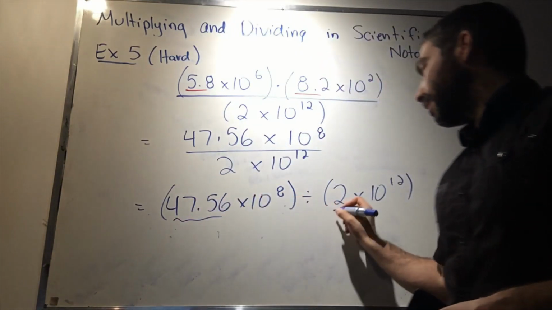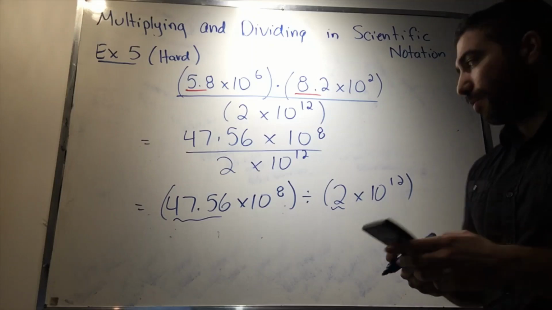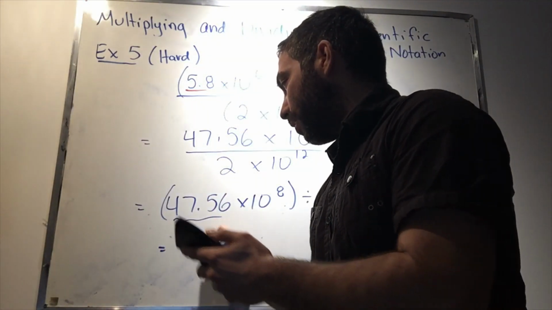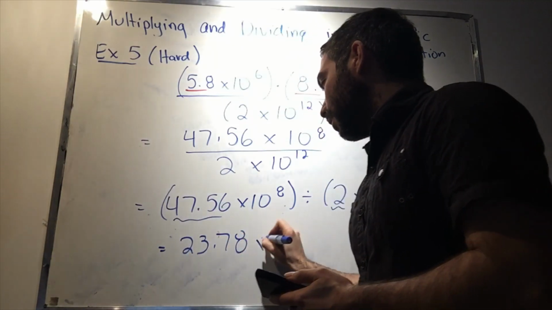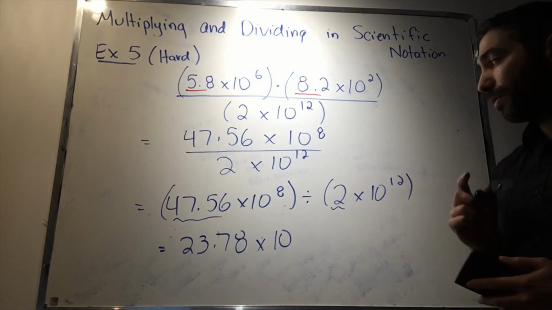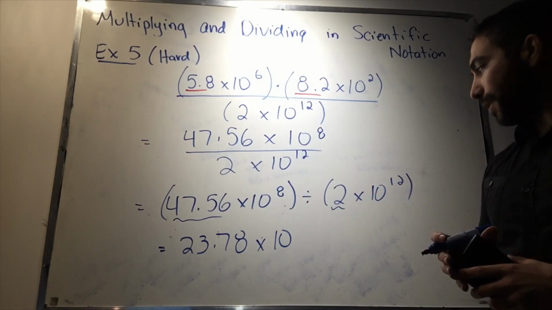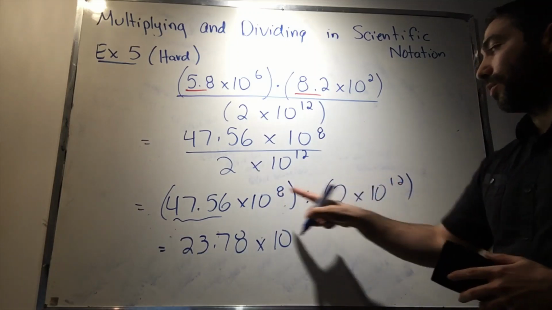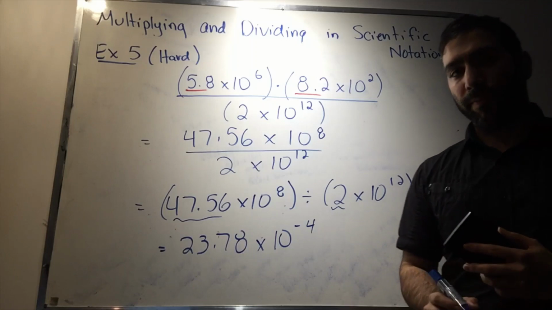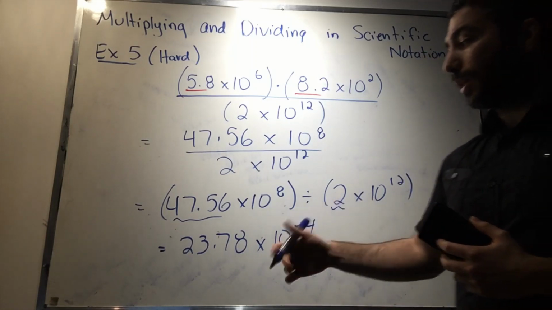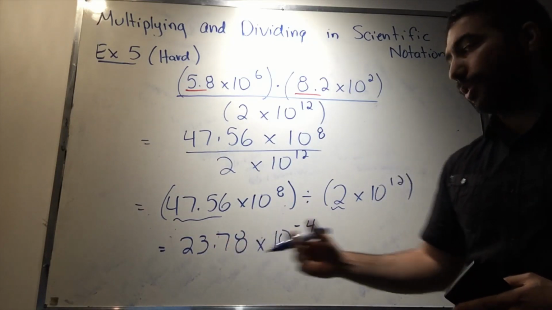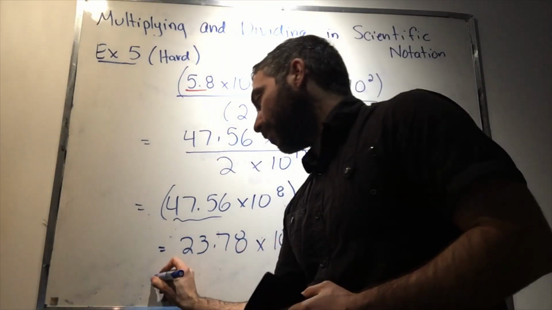So we have to divide this with the 2. So 47.56 divided by 2, we get 23.78 times 10 to the, so here we have 10 to the 8, and we're dividing times 10 to the 12th. This means that we have to subtract the exponents, 8 minus 12. And when you do 8 minus 12, you get negative 4. Okay. So again, stopping here is not correct. This is not in scientific notation. We have to switch it to a number and convert back to proper scientific notation.